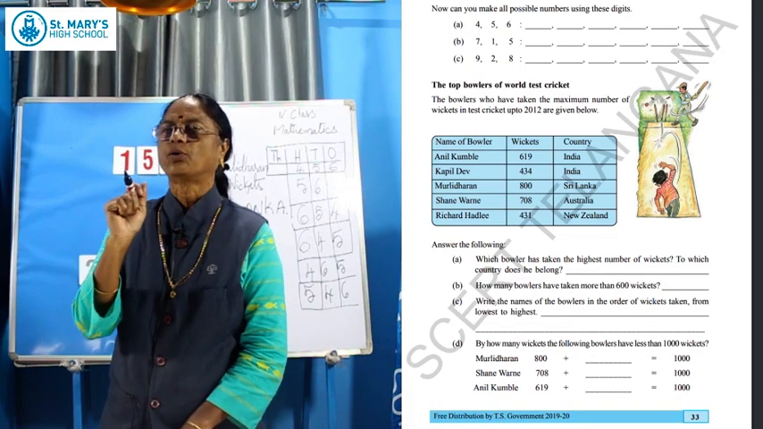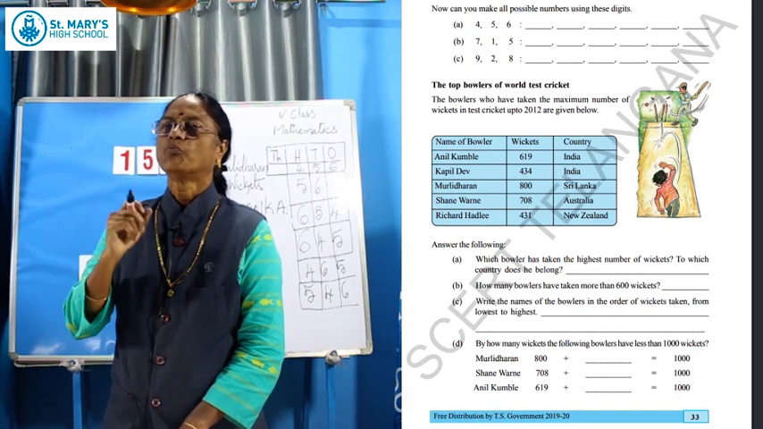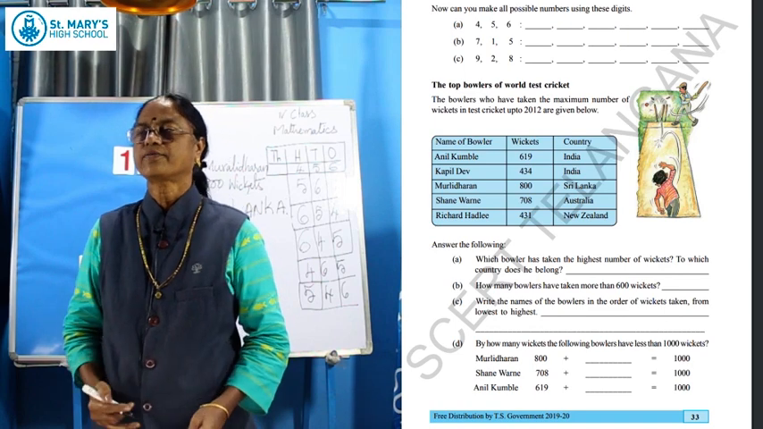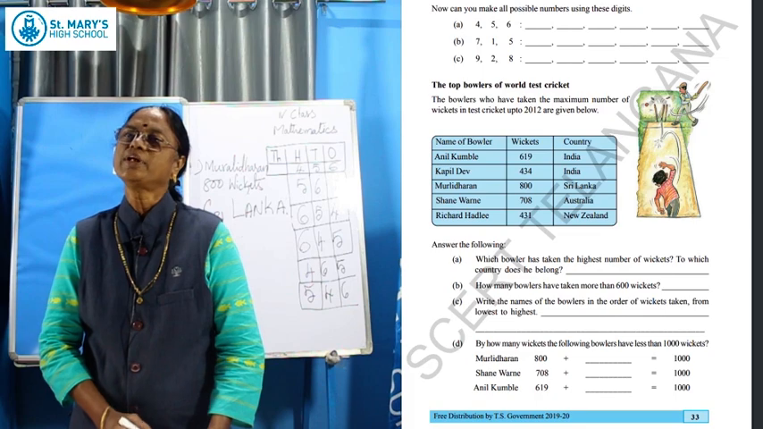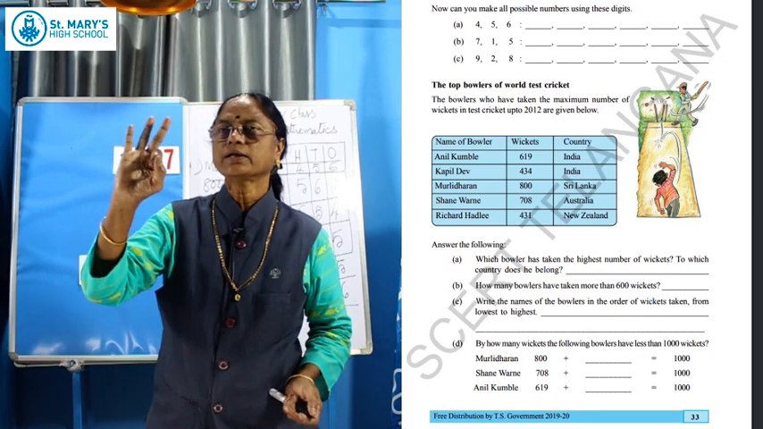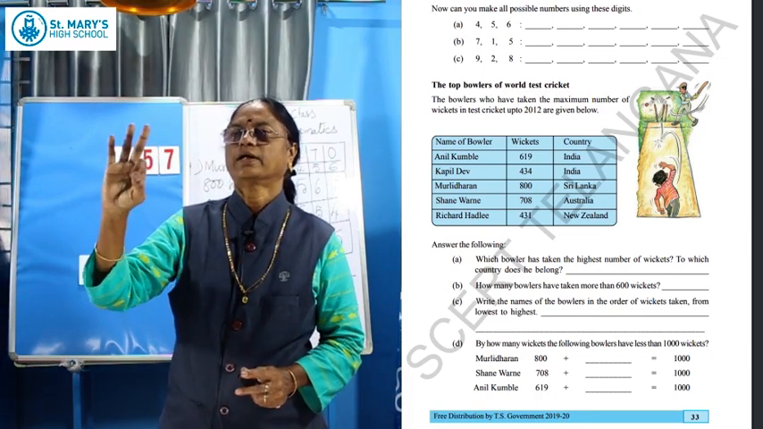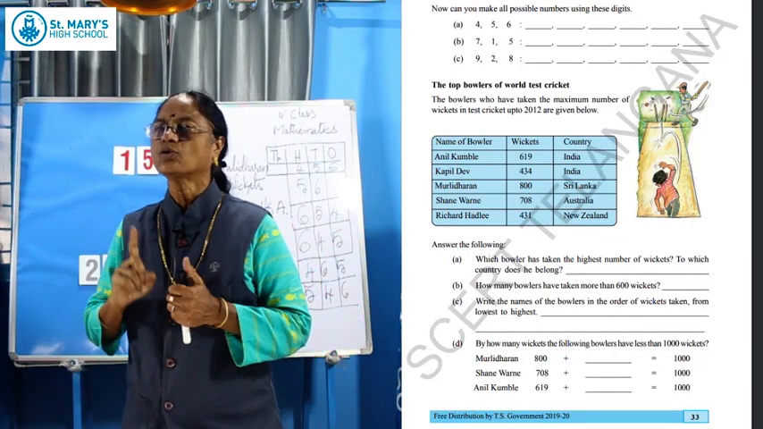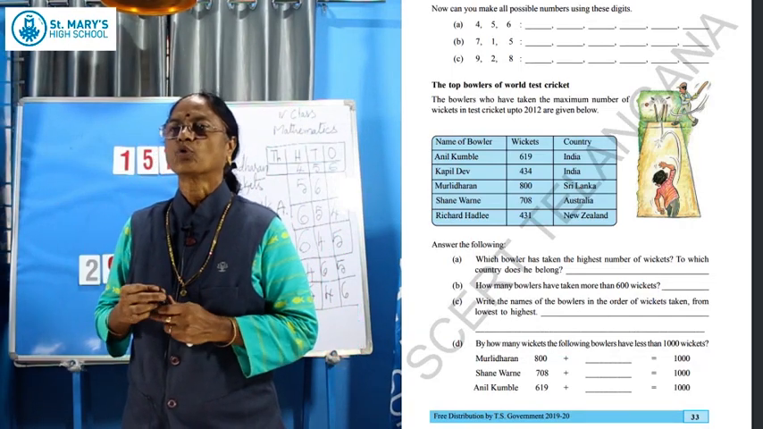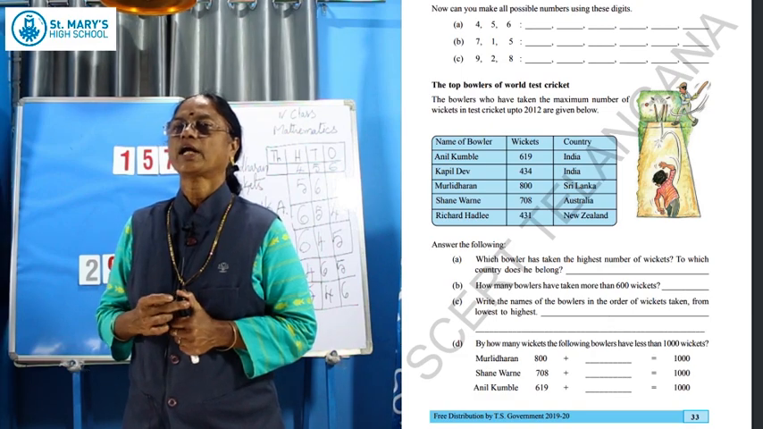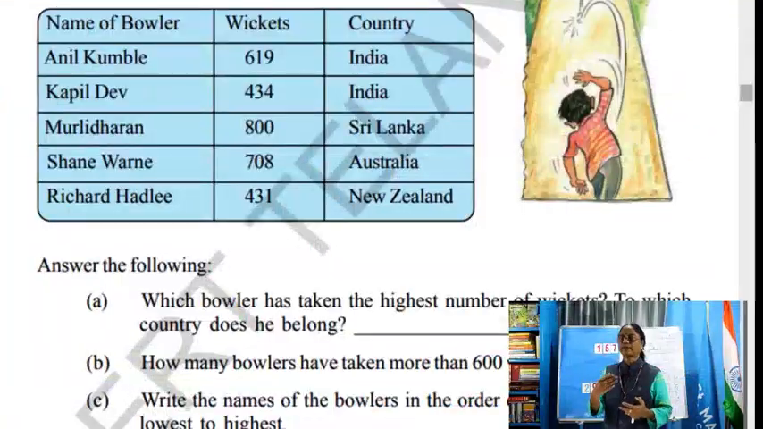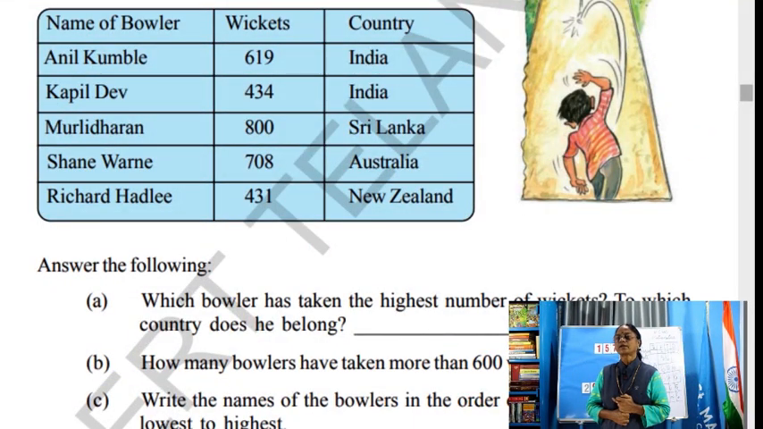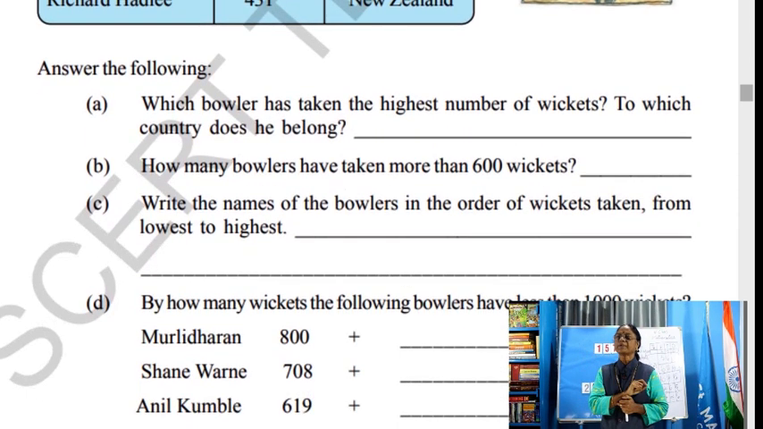How many bowlers have taken more than 600 wickets? Who has taken more than 600 wickets? How many players are there? There are 3 players. One is Anil Kumble, second is Muralidharan, third one Shane Warne. So these are the 3 players have taken more than 600. So who took more than 600 here? You have to write 3 players. Who are the 3 players here?